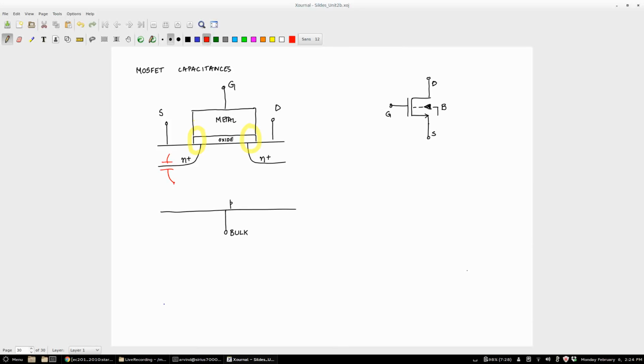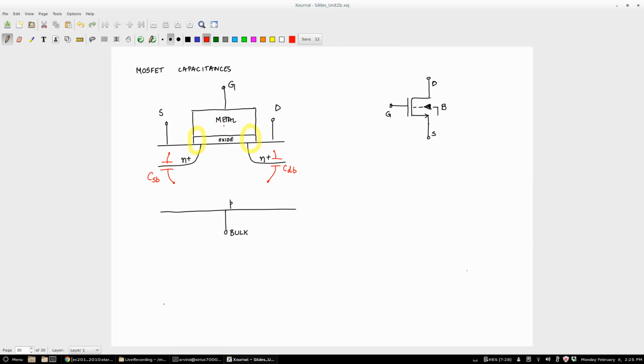Okay. However, lots of capacitances are here. You remember that in all of this, you're keeping the source as the common terminal. So most of the time you refer to things with respect to the source. What are the capacitances you can associate?